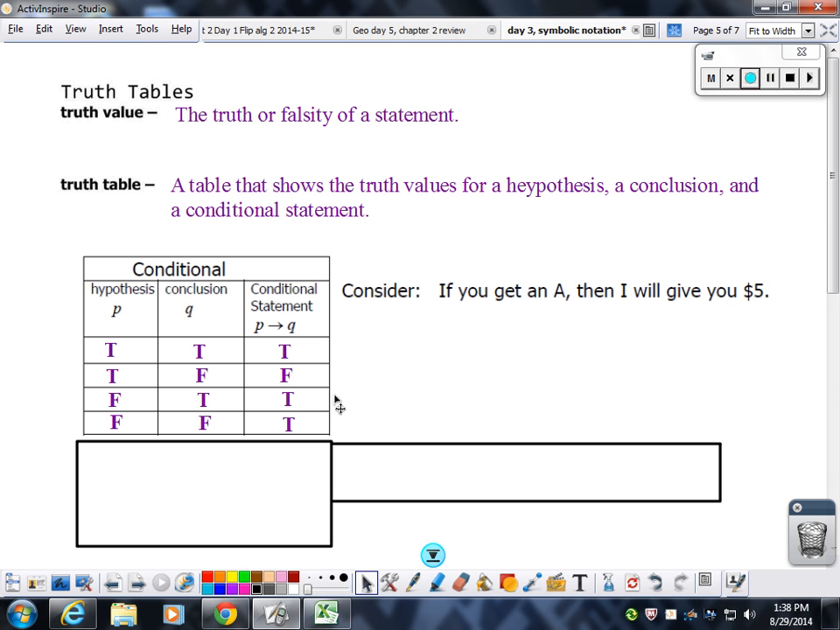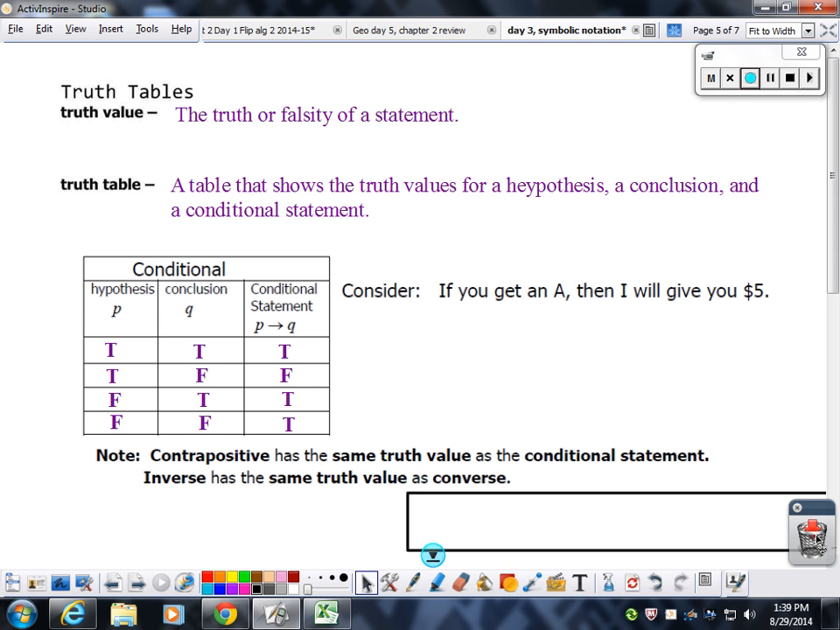And finally, if the hypothesis is false and the conclusion is false, that makes the statement true. I know that doesn't make a lot of sense, but if you look at it, we have here if you get an A. Let's say you got a C, which you wouldn't get in geometry, but hypothetically. If you got a C and you didn't get $5, that doesn't mean the statement is false because you didn't meet your end of the bargain.